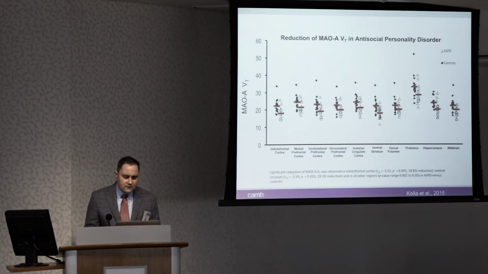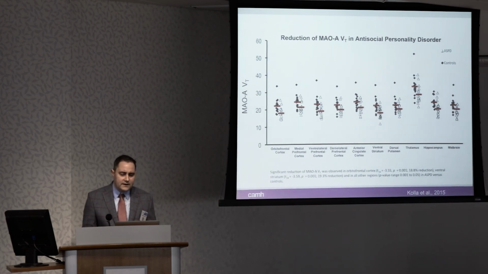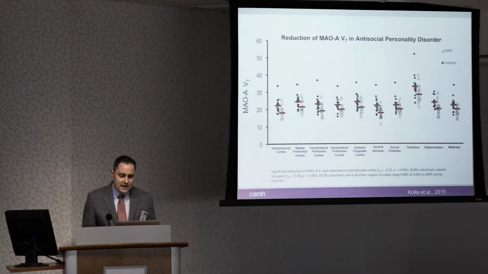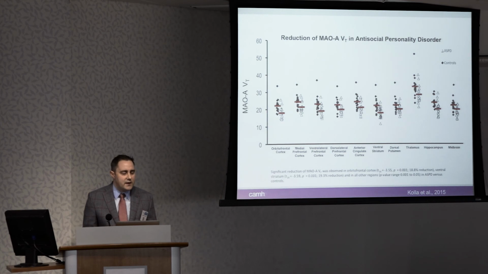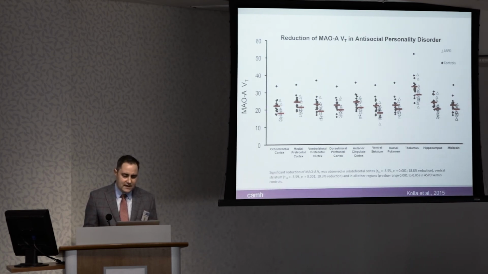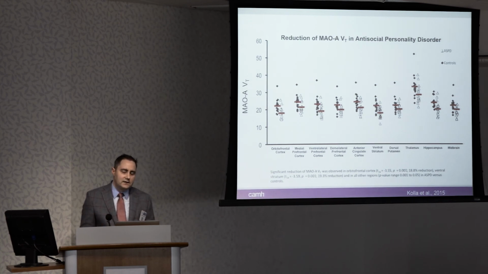So what we found here, each white triangle is an ASPD participant, and each black one is a control participant. We found in our 2 hypothesized regions of interest, the orbital frontal cortex and the ventral striatum, that MAOA distribution volume was lower in these 2 regions. And you actually see a global effect, a lower MAOA binding across the regions sampled. This is not surprising because there are very high correlations between the different regions.